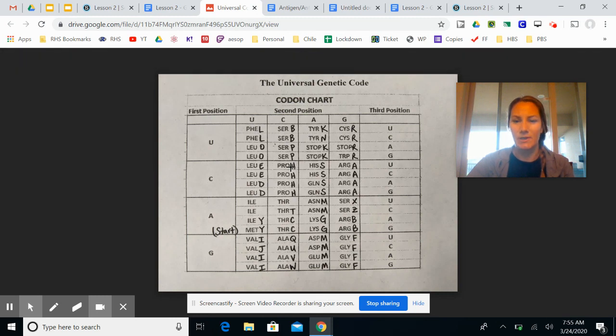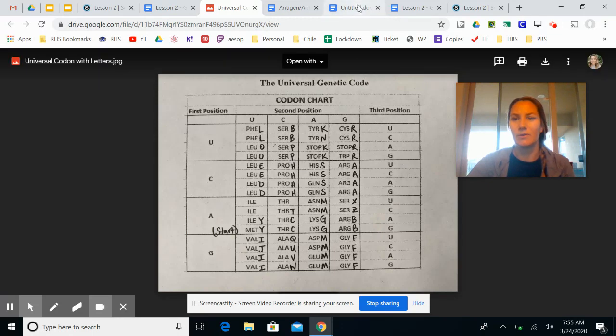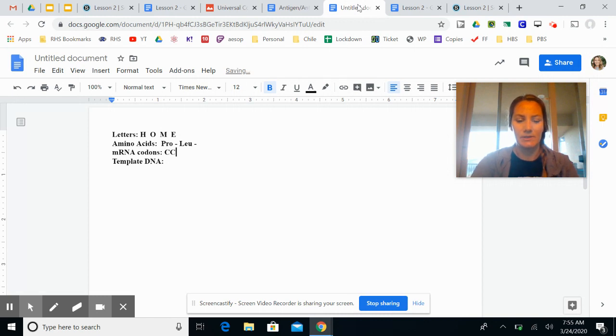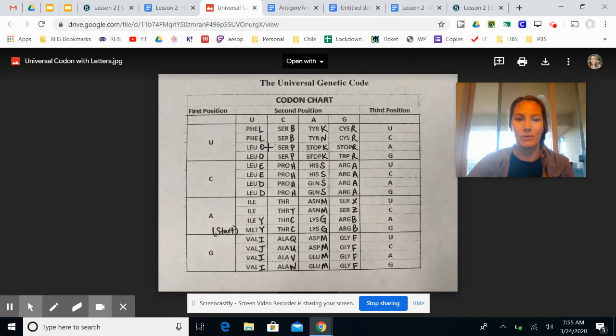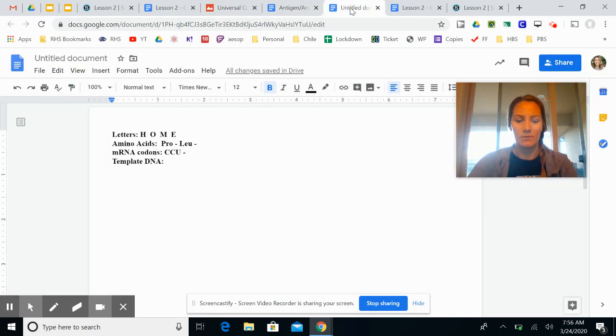So here was our H that we used. Remember, first position, second position, third position for our codon. So we would go over to first, so it would be C. We would go up to second, also C, and then over to third, which would be U. So here, I would say CCU. Let's see what our O was. Our O, we use this one, would be U, and then A. So UUA. Okay, just like that.